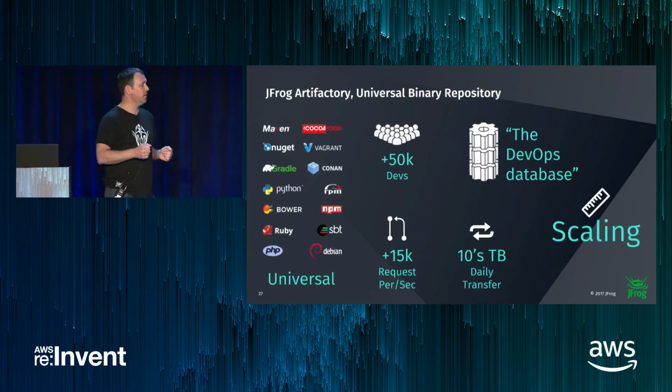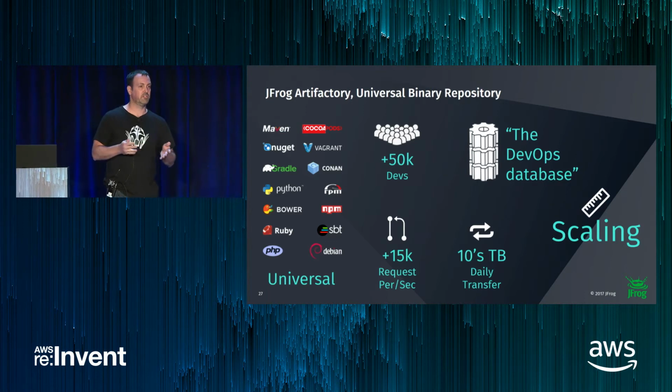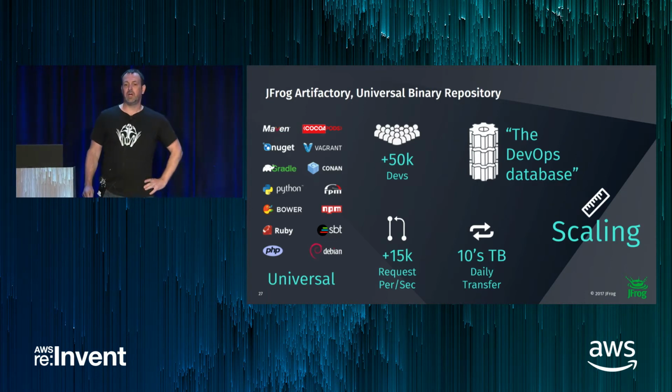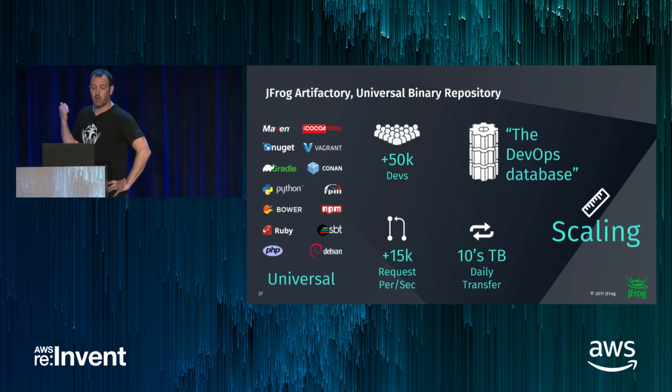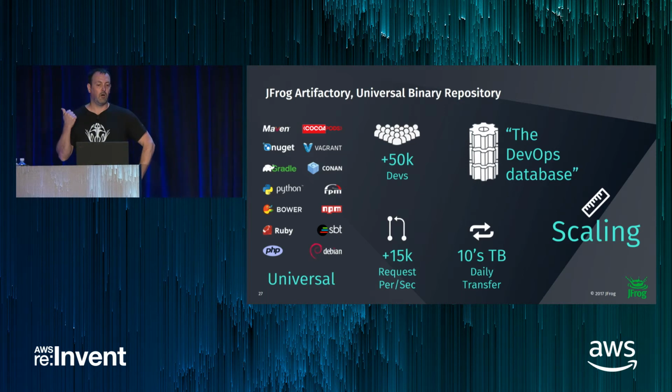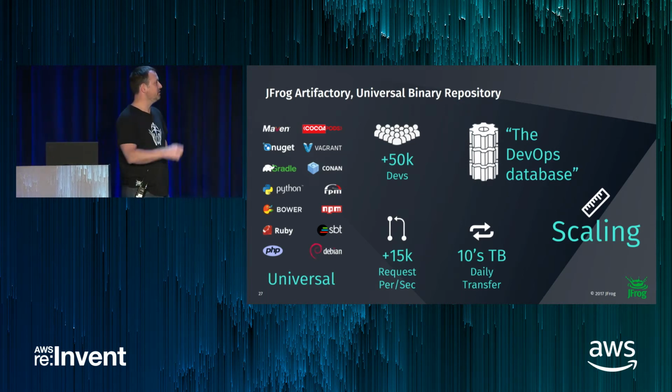And speaking about Artifactory, Artifactory is a universal repository for binaries, for packages, for software. By universal, I mean that we support a big range of ecosystems. This is just a small example. We have over 20 different ecosystems that we support today. So you can see all the different package types.